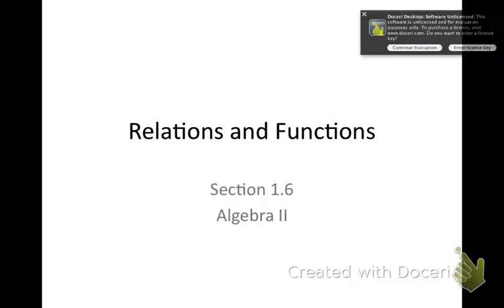All right, so relations and functions today, section 1.6. Again, we have one section left here, finishing out chapter 1. We'll look into review next week, take our test next week. Relations and functions is a big review from Algebra 1, hopefully. Okay, so today will be a kind of review of what this really is.